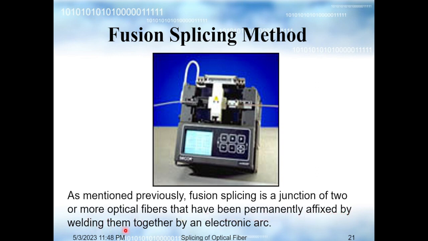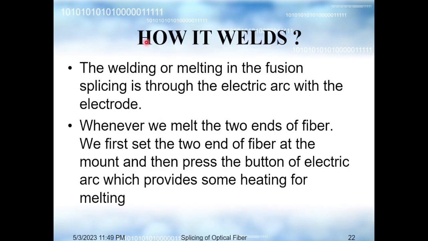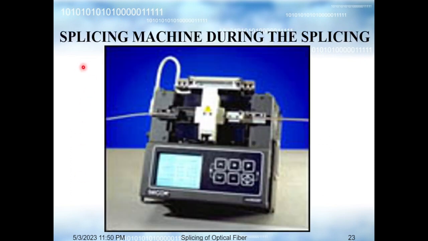The fusion splicing method uses a machine, called the splicing machine. As mentioned previously, fusion splicing is a junction of two or more optical fibers that have been permanently affixed by welding them together with an electric arc. How does it weld? The welding or melting in fusion splicing is done through an electric arc with an electrode. Whenever we melt the two ends of fiber, we first set them in the mount and then press the electric arc button, which provides the heating for melting.